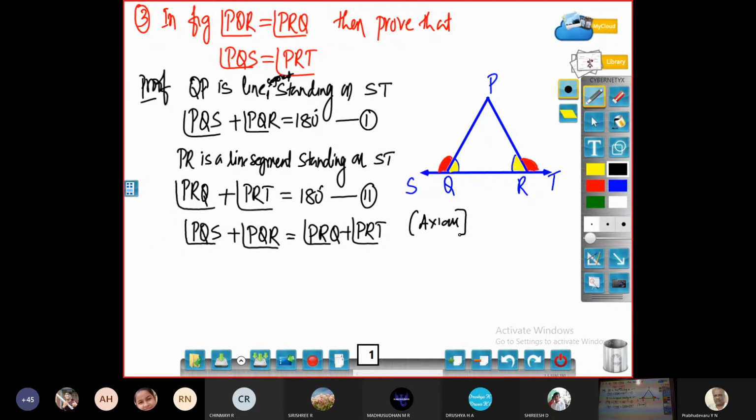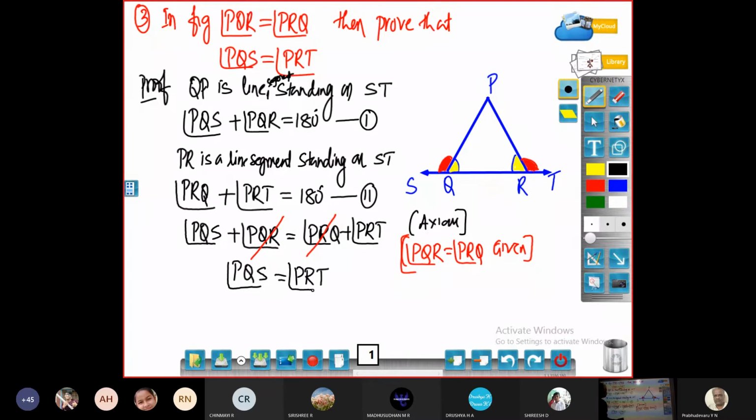But you can see here, we can cancel two things in the equation. It is given that angle PQR is equal to PRQ. You can cancel these two angles now. So let us cancel this, because PQR is equal to PRQ. It is given. So therefore you can cancel these two. And what is left, you can write the remaining now. In the left hand side we have only PQS, in the right hand side we have only PRT. So hence the proof. This is what we wanted to prove.